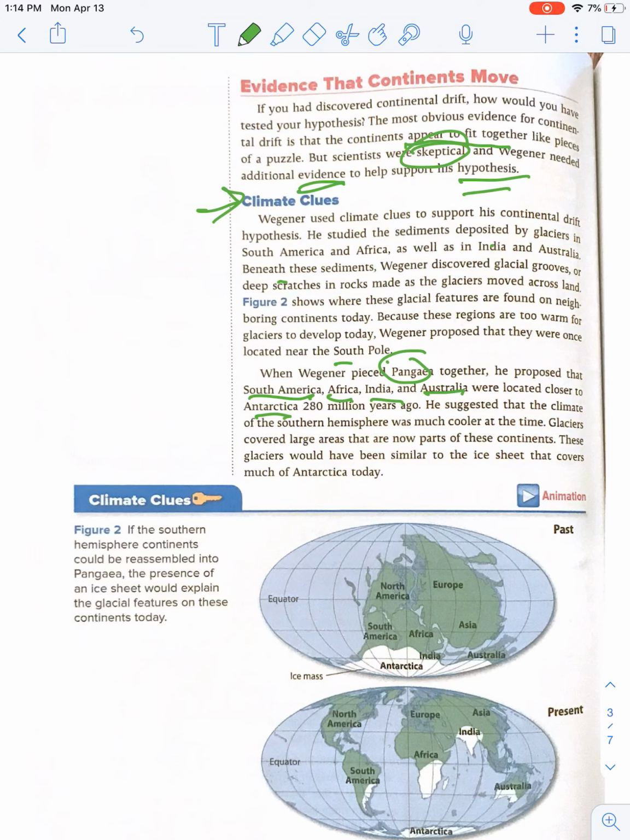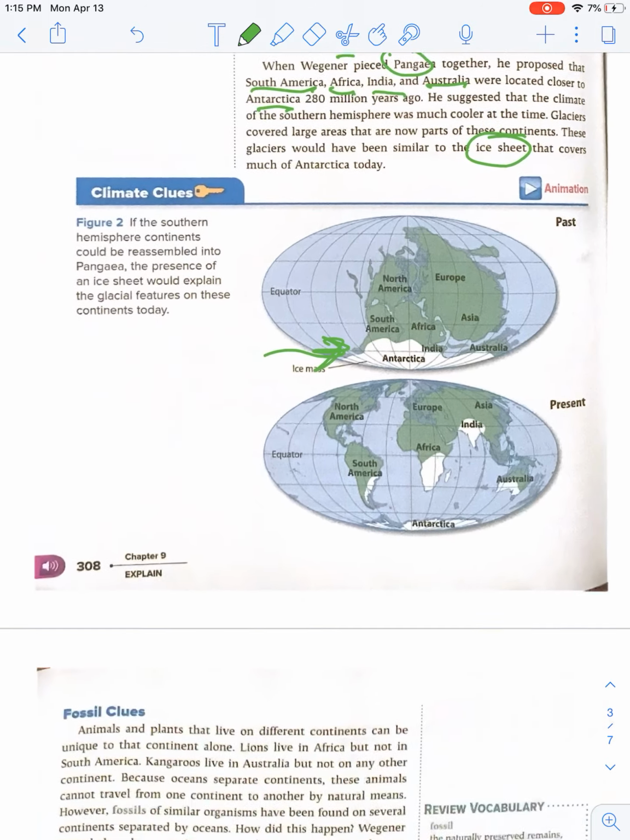These glaciers would have been similar to the ice sheet that covers much of Antarctica today. All right, so there was an ice sheet all over it, and you can see that here. Okay, so if the southern hemisphere continents could be reassembled into Pangaea, the presence of an ice sheet would explain the glacial features on these continents today.